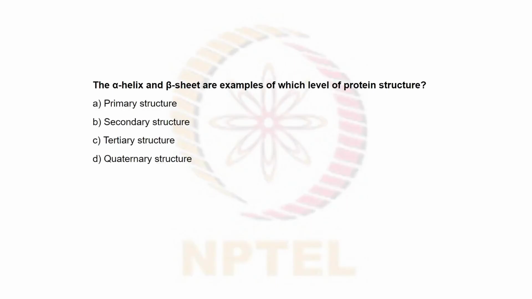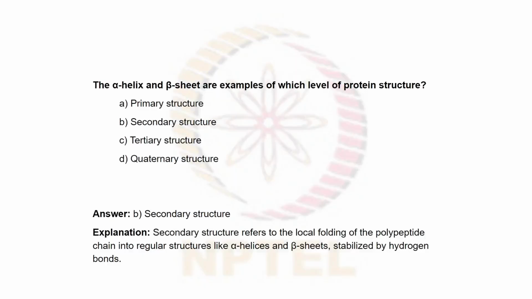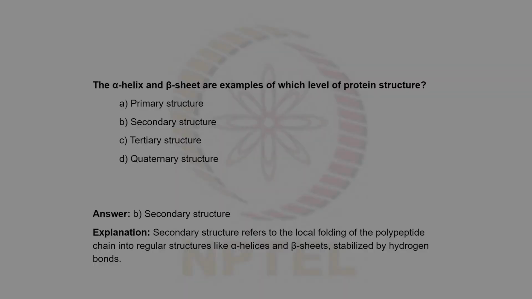Next, the alpha helix and beta sheets are examples of which level of protein structure? As we have checked the secondary structure prediction methods in the last class, the alpha helix and beta sheets are examples of secondary structure of the proteins. So these secondary structures refer to the local folding of the polypeptide chain into regular structures like alpha helices and beta sheets. Most of these secondary structures are stabilized by hydrogen bonds.